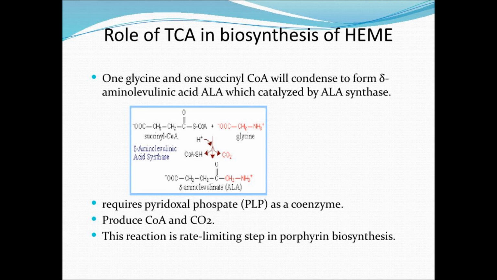Formation of delta-aminolevulinic acid. This diagram shows the formation of delta-aminolevulinic acid. One glycine and one succinyl-CoA will condense to form ALA, which is catalyzed by ALA synthase. This reaction requires pyridoxal phosphate (PLP) as a coenzyme. This reaction also produces CoA and carbon dioxide. This reaction is the rate-limiting step in porphyrin biosynthesis.